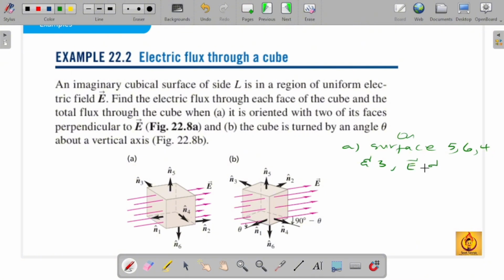Electric field and normal are 90 degrees apart. So I want to dot them. E dot A is 0. Alright. So why do we have the electric field on surface 2?